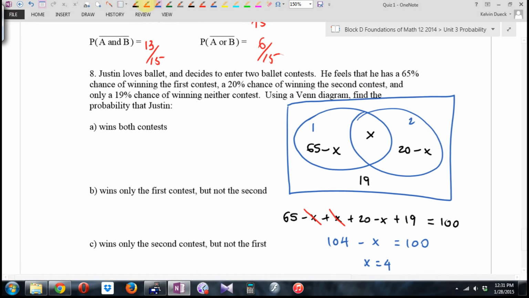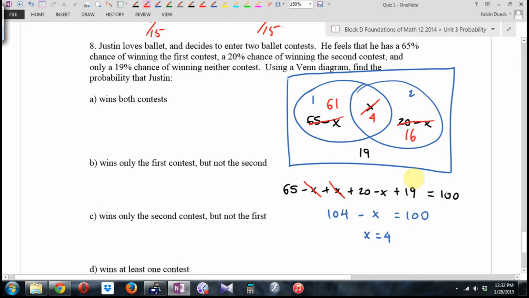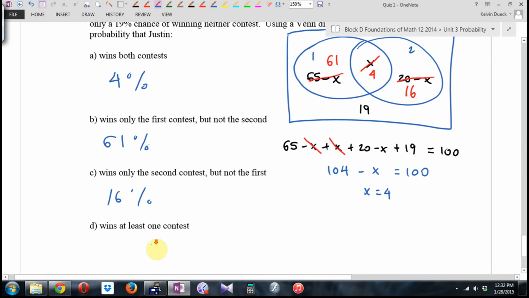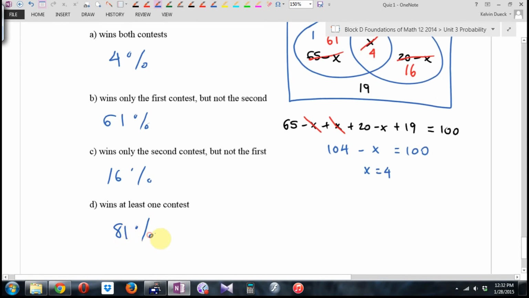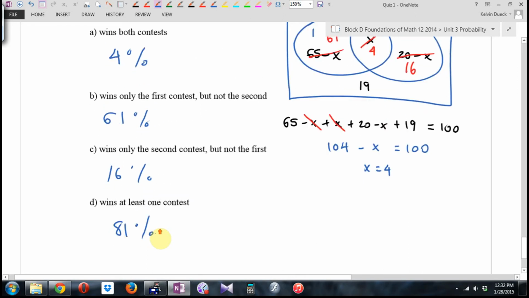So now I'm going to go back to my diagram and I'm going to say 4, 61, 16. And now I can answer everything. Both contests. Only the first but not the second. Only the second but not the first. At least one. Although I went 100 minus 19 to get that. 1 mark for each of those.